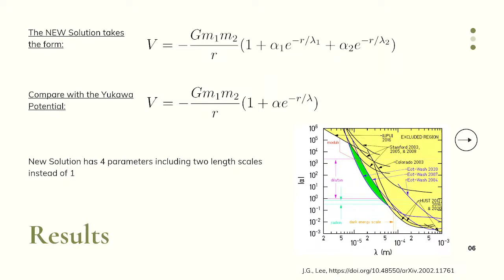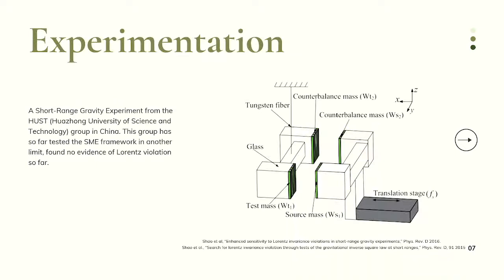So this plot right here, the yellow and the green are the excluded regions where tests have been carried out and there has not been any violation thus far. But our goal would be to fill in the white and get closer to the bottom left corner. So like I said, experimentation has been carried out throughout the world, specifically at the Huazhong University of Science and Technology in China. So they have been mainly using the Yukawa potential that was on that last slide, and they have found no evidence of Lorentz violation thus far, basically meaning Einstein is correct so far.